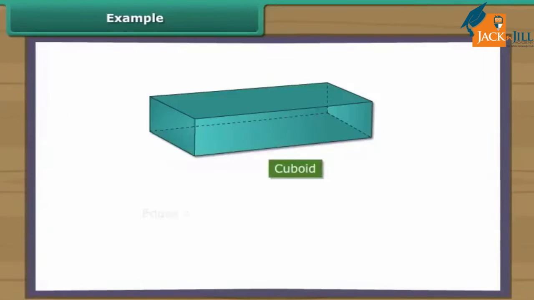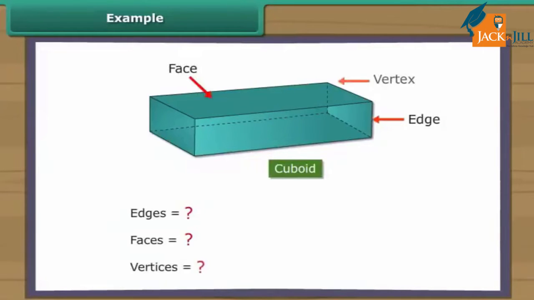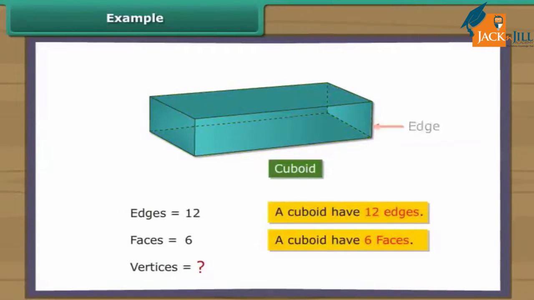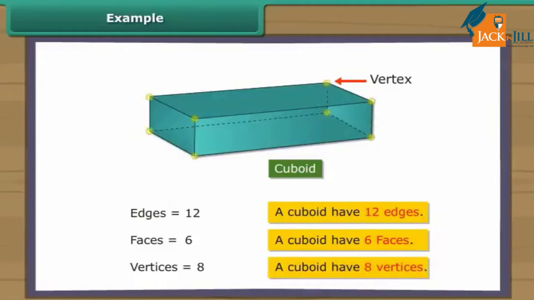Example: how many edges, faces, and vertices does a cuboid have? A cuboid has 12 edges. A cuboid has 6 faces. A cuboid has 8 vertices. Nets for building 3D shapes. Now we see how a cube is formed.